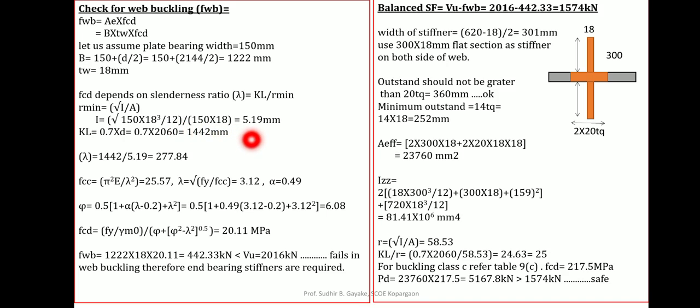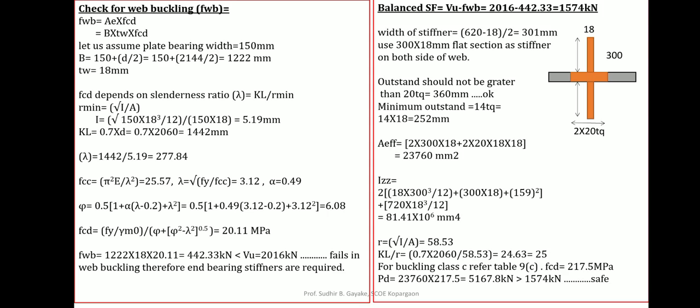So R I am getting as 5.19 mm, and KL value is nothing but 0.7 times the depth. So 0.7 into depth, I am getting 1442. Take the ratio KL by R, that is 277.84. Now if you observe buckling class C and table number 9C, the values are limited up to 250 only.